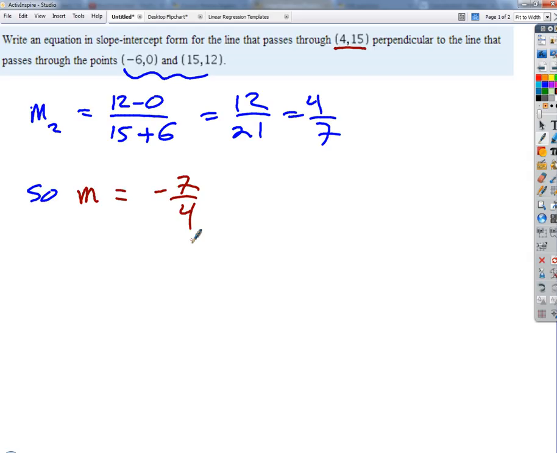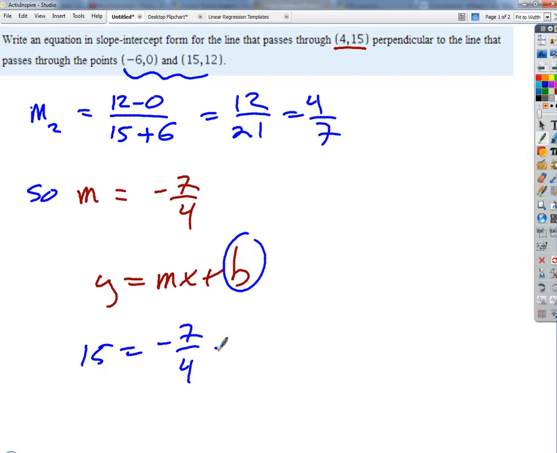From here it's easy, right? All I have to do is plug in. I've got values of m, and I have a solution, so there are values of x and y that work. The only unknown I need to solve for in this case is b, right? So if I plug everything in, 15 goes in for y, m is just negative 7/4, and x is 4, so I'll just make that a 4 over 1, plus b.